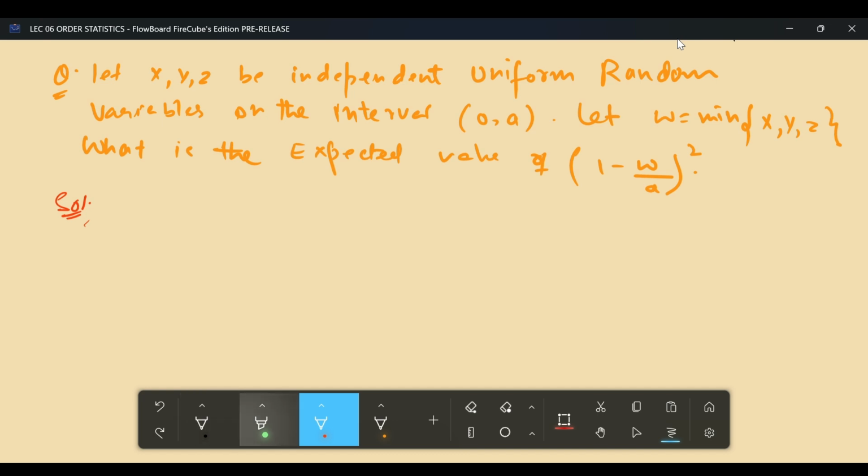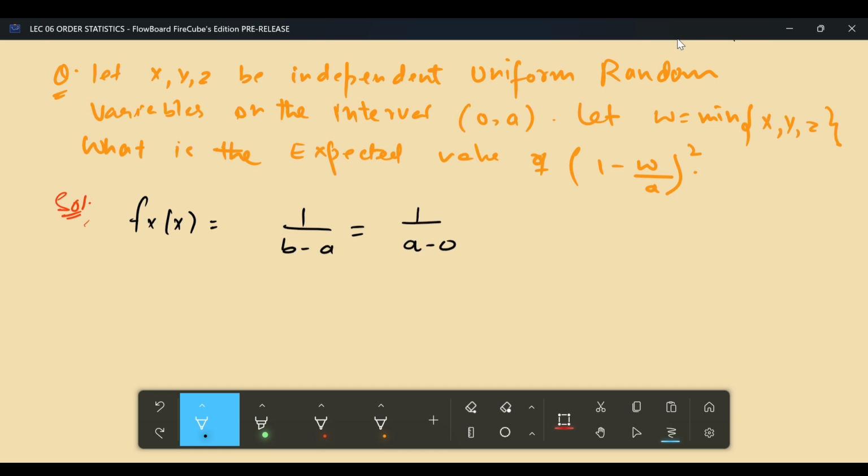So see, the question is, we are given independent random variables on the interval (0, a), and let W be equal to the minimum of these. What is the expected value of this? So now, what's f of x? That is 1 upon b minus a, where b is a.